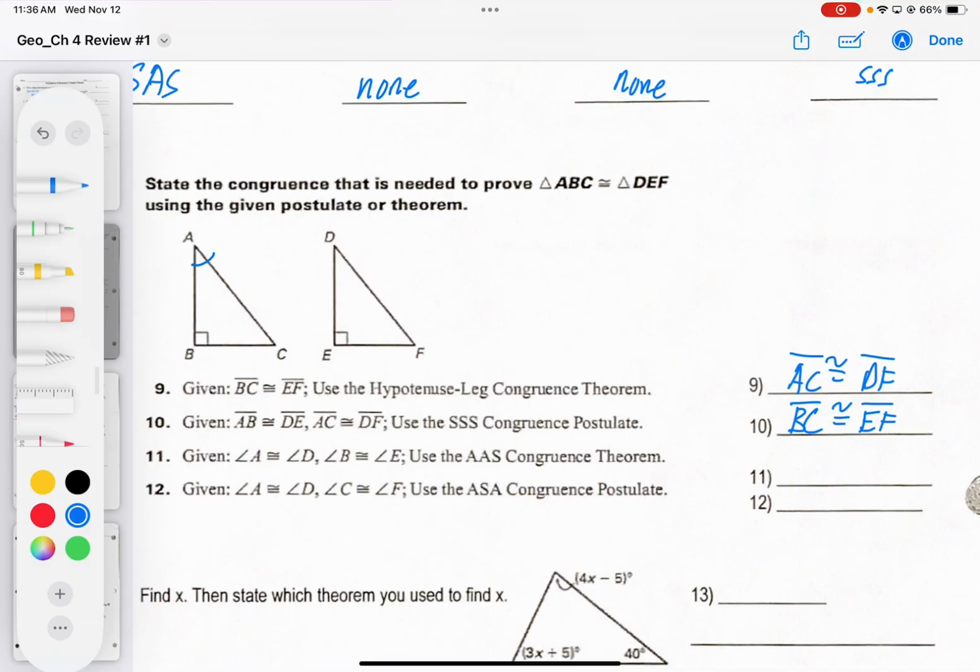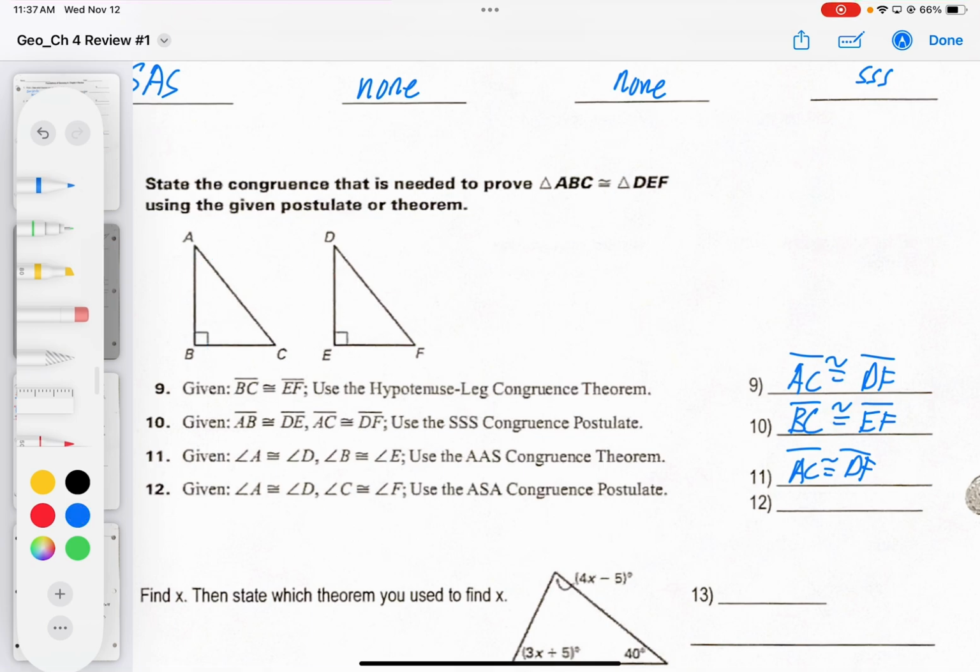Given angle A is congruent to angle D, and angle B is congruent to angle E, which is already marked, how would we prove them congruent by angle, angle, side? This one's a little more open-ended. You have a choice of two things that you could put here. Angle E is congruent to angle F? That would give me angle, angle, angle. But AC is congruent to DF, good. You could do AC congruent to DF. Your other option would be to say that BC is congruent to EF, which would also be an acceptable answer.